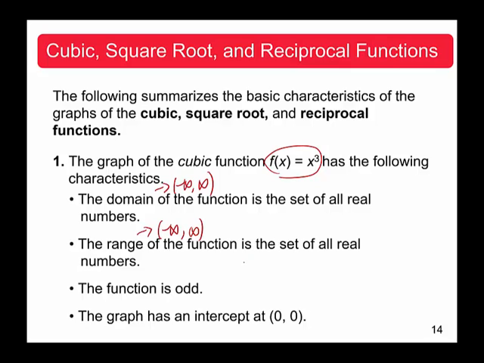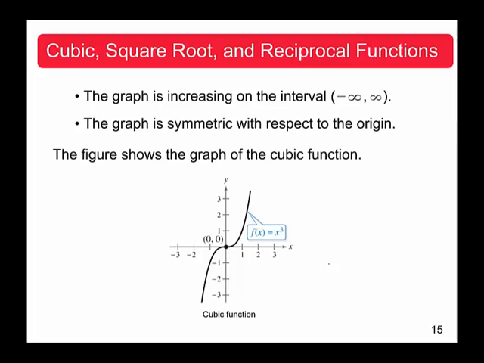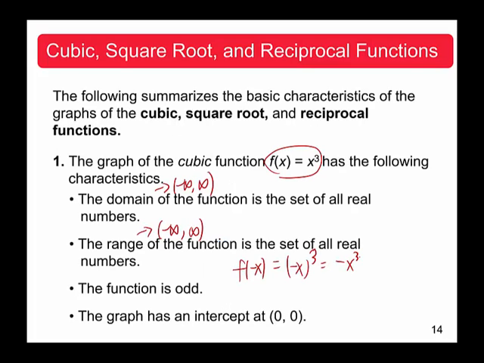Again, we can easily prove this by finding f of negative x. It turns out to be negative x cubed, and x cubed is f of x, so this is negative f of x. That means f of negative x equals negative f of x, and this tells us it's definitely an odd function.